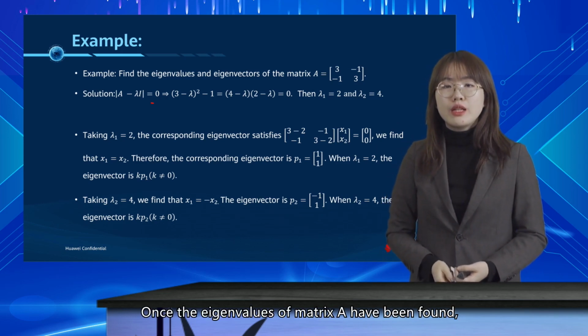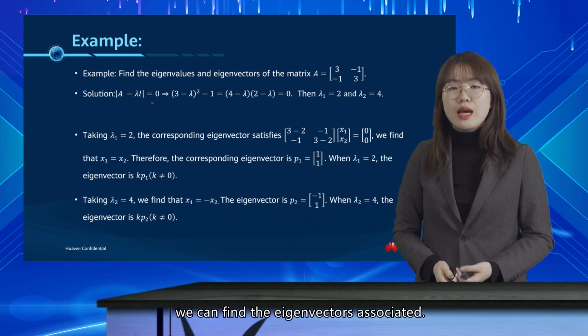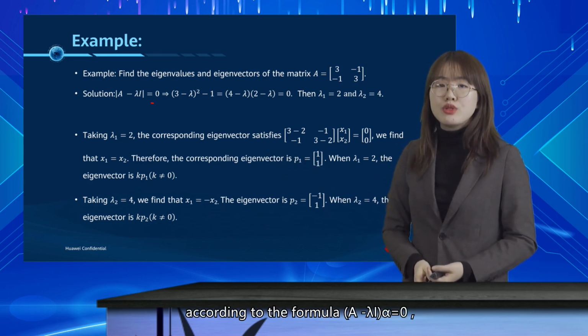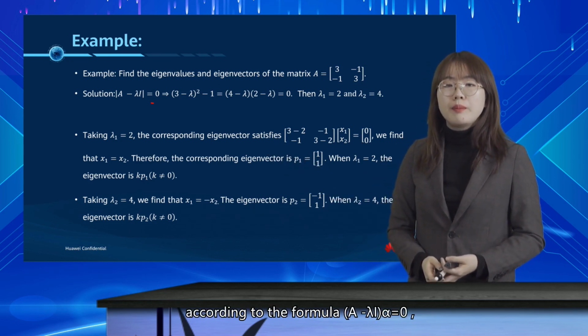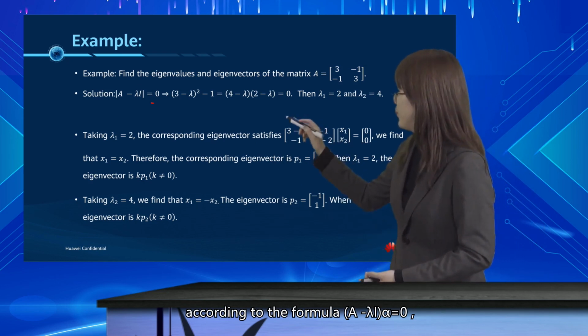Once the eigenvalues of matrix A have been found, we can find the associated eigenvectors. Taking lambda as 2, according to the formula A minus lambda I times alpha equals 0.